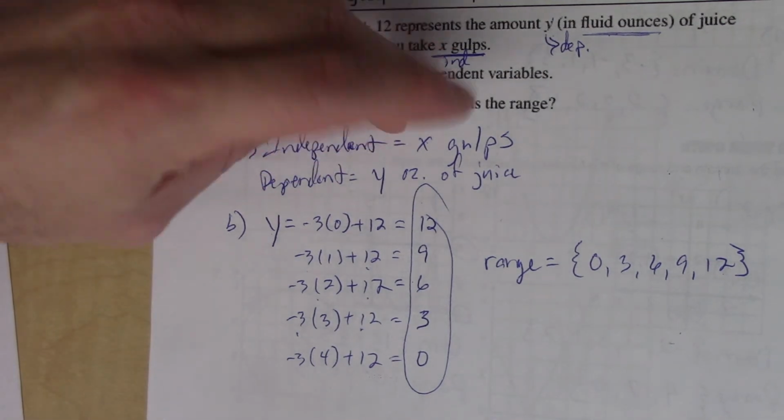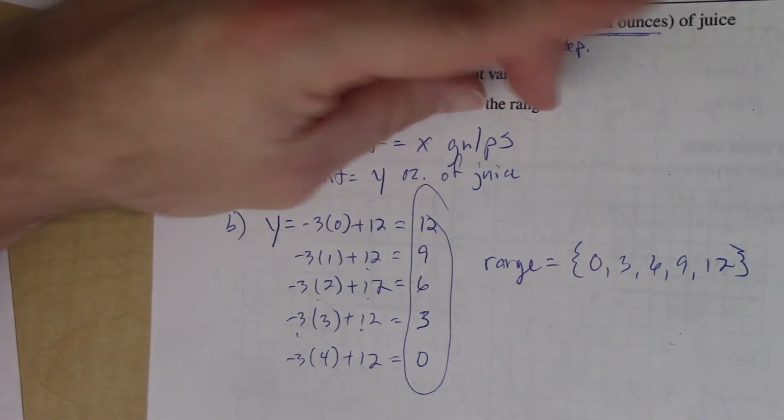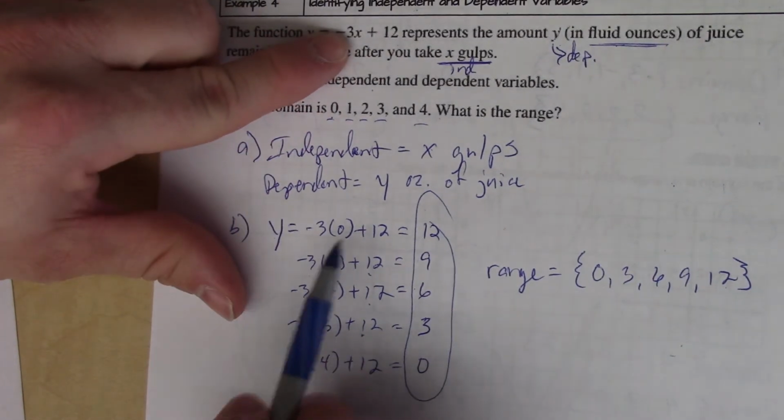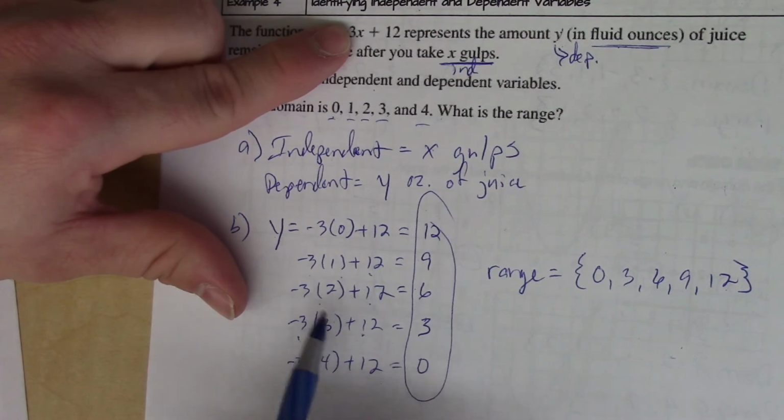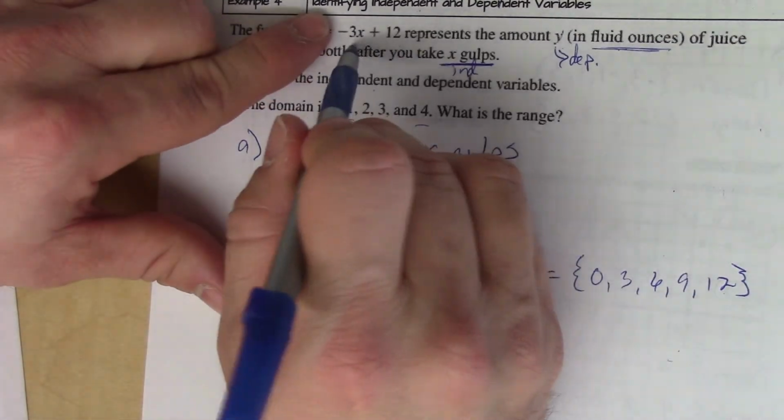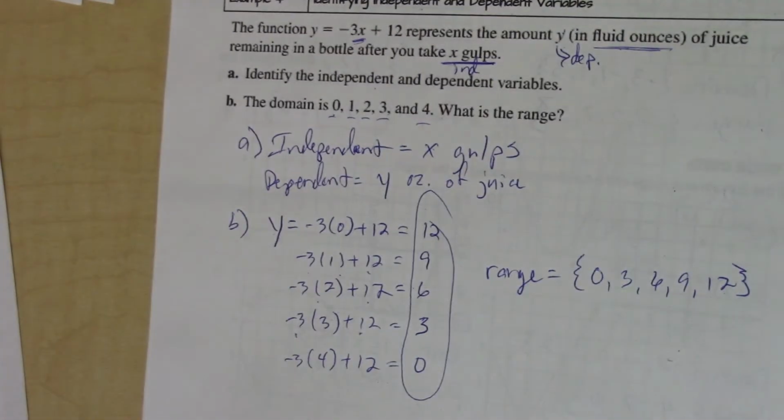So if they give you a domain and they ask you what is a range, you just go plug that in. So I plugged 0 in here. That's what I did. I plugged 1 in here. I plugged 2 in here. I plugged 3 in here. And then I plugged 4 in there. They're all just getting plugged in and multiplied, okay? All right, so that's that.